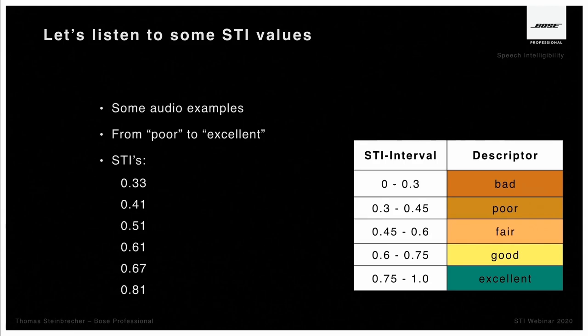So you see five different buckets for bad, poor, fair, good, or excellent intelligibility and the associated STI values. And on the left, you see we have examples available from STI 0.33, so that's very bad, to about 0.81, which is excellent, and which is something you will only rarely achieve if you're working with sound systems.